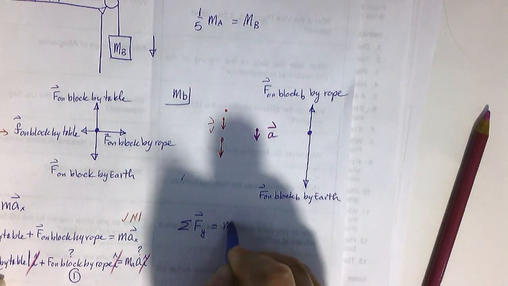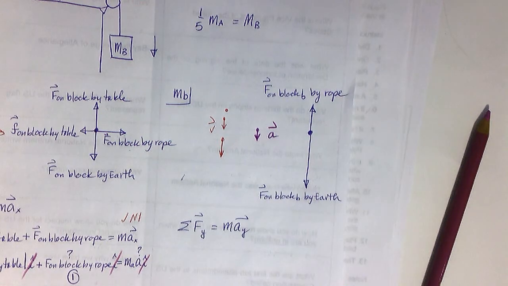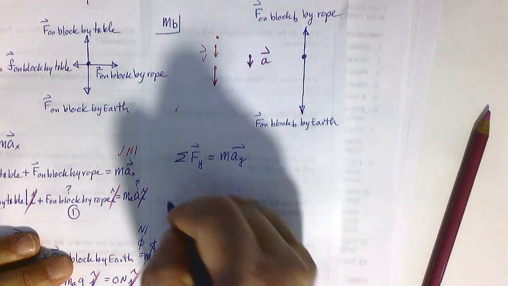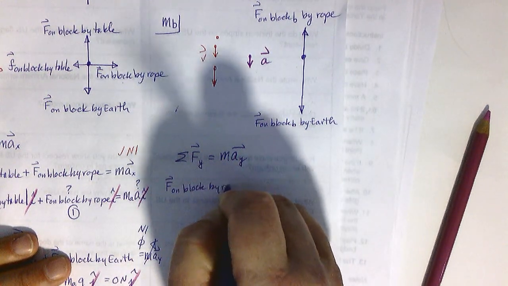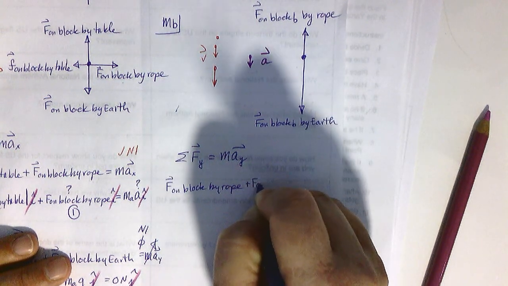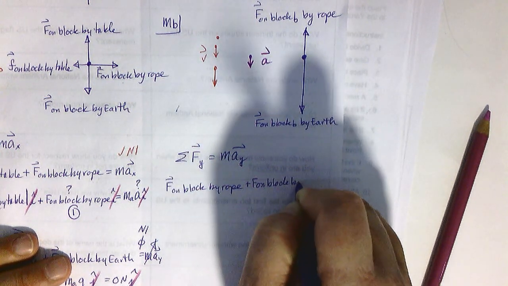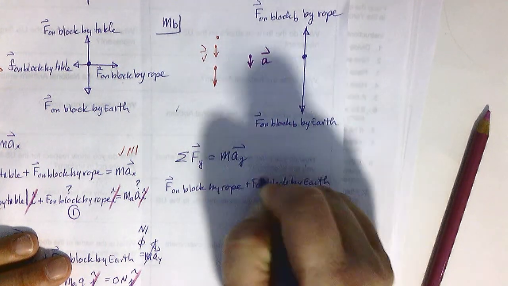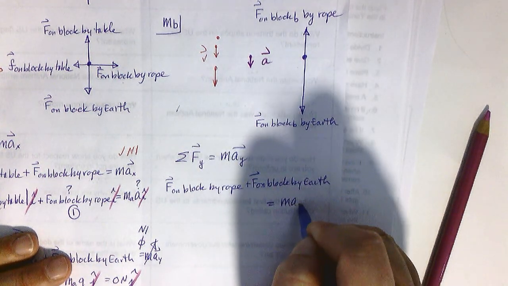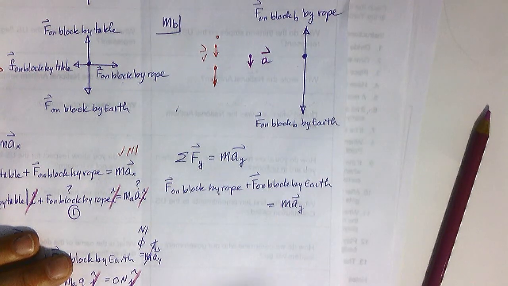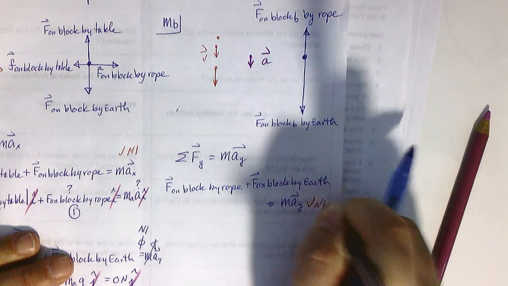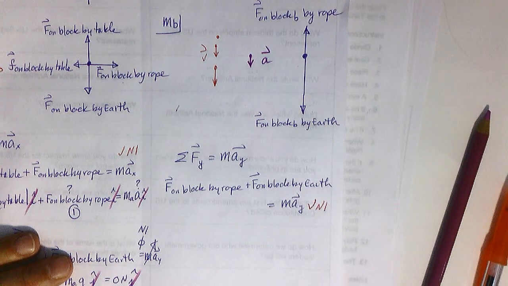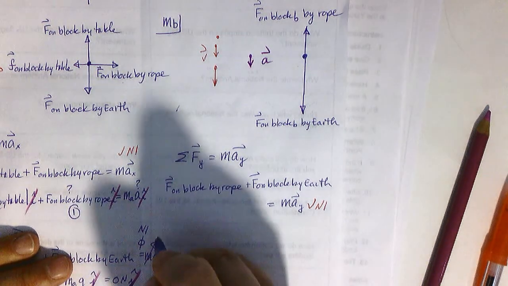Okay, so we're going to go ahead and do some of the forces in the y direction is equal to m a sub y. We're going to go ahead and substitute in from our free body diagram. So we have force on block by rope plus force on block by earth, and that is equal to m a sub y. Am I accelerating in the vertical direction? Yes, I am. Newton's second law.